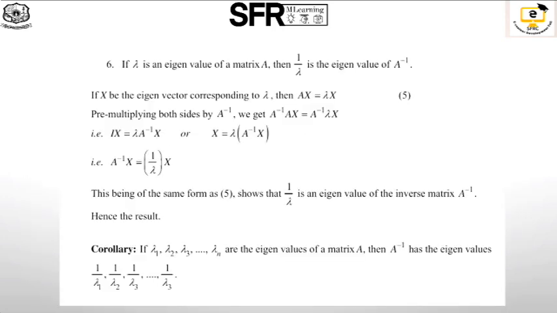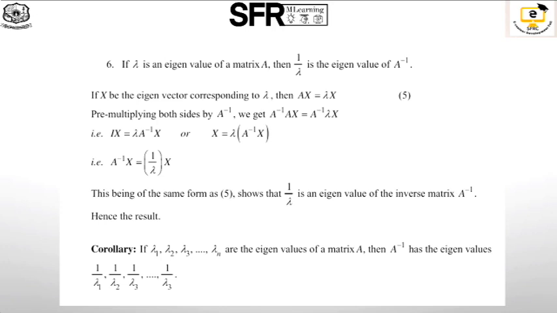The next property is: if lambda is an eigenvalue of a matrix A, then 1 by lambda is an eigenvalue of A inverse. First of all, let x be an eigenvector corresponding to lambda. Then by definition, Ax equals lambda x. Pre-multiplying both sides by A inverse, we get A inverse into Ax equals A inverse into lambda x. That is, A inverse A means I, so I into x equals A inverse into lambda x.